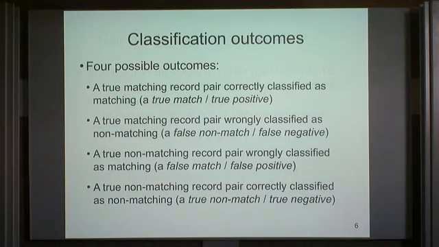Okay, so what are the 4 outcomes? We are familiar with this. It's a binary classification, so we have 4 outcomes. One is a true matching record pair correctly classified as a match. That's what we call a true match or a true positive. A true matching record pair wrongly classified as a non-match is a false non-match or a false negative. A true non-matching record pair wrongly classified as a match is a false match or false positive. And then a true non-matching record pair correctly classified as non-matching is a true negative or a true non-match. That's the same kind of 4 values as you get in a binary classification scenario.